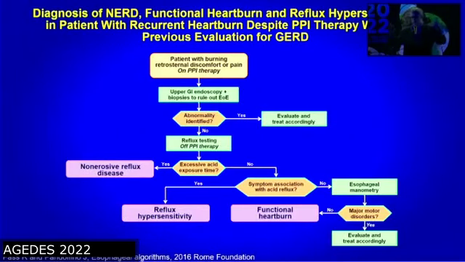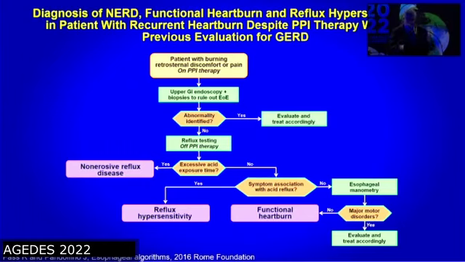So how do I differentiate, from a diagnostic point of view, among these three different disorders? Let's look at patients with recurrent heartburn despite PPI therapy without previous evaluation for gastroesophageal reflux disease. The patients are treated with PPI, they're not responsive, and you want to know which of these disorders is giving the patient these continuous symptoms.